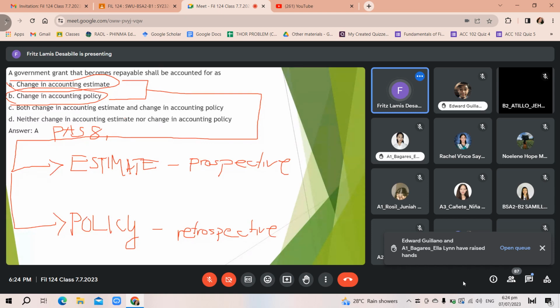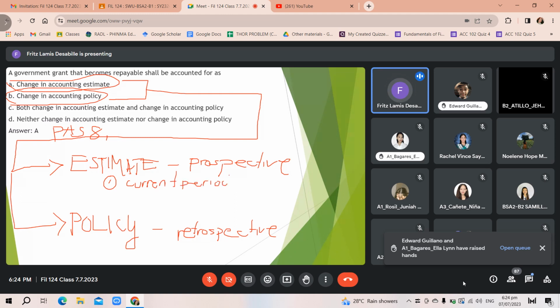So when we account for a change in estimate, guys, again, prospective siya, and if prospective, the effect of the adjustment, of course, there is adjustment because there is change. So ang tawag sa adjustment or ang effect sa adjustment would be in the current period only. Current period ng effect.